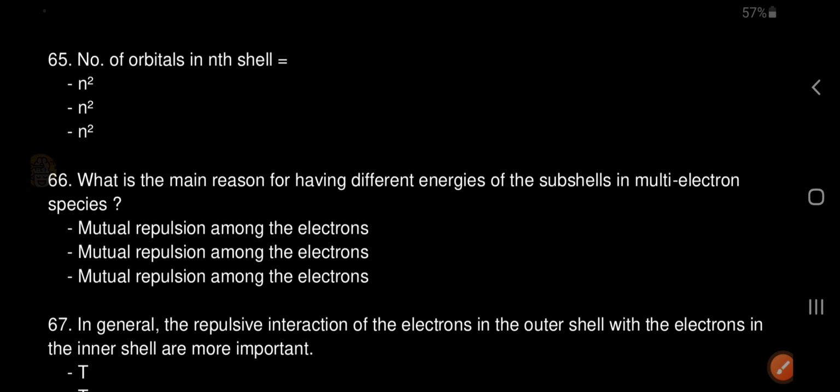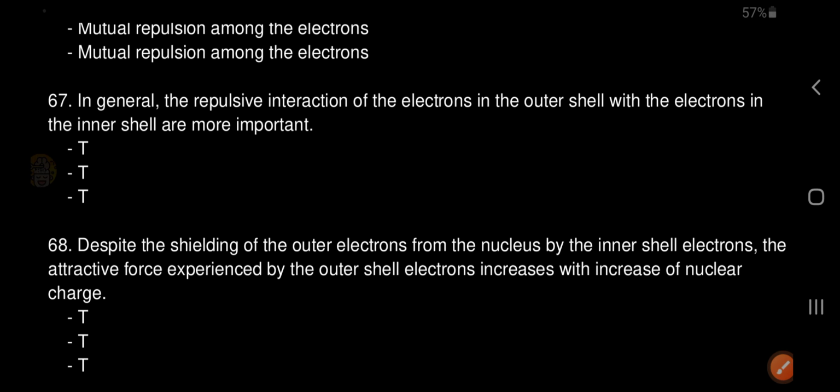What is the main reason for having different energies of the subshells in multi-electron species? Mutual repulsion among the electrons. In general, the repulsive interaction of the electrons in the outer shell with the electrons in the inner shell is more important. True.